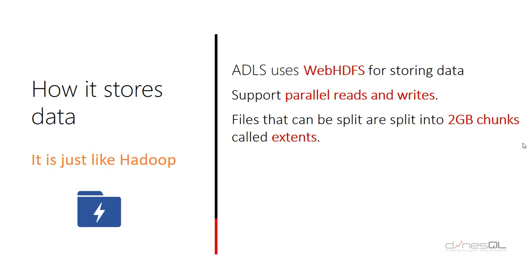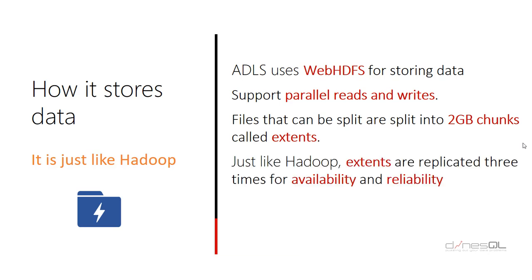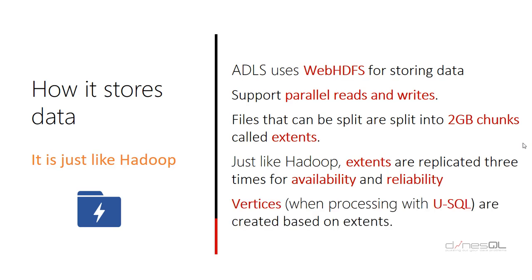If the file can be split, mostly row-oriented files can be split, and if it is larger than 2 GB, then it breaks into 2 GB size chunks. We call these chunks extents. Just like Hadoop, the extents are then triplicated for high availability and durability.